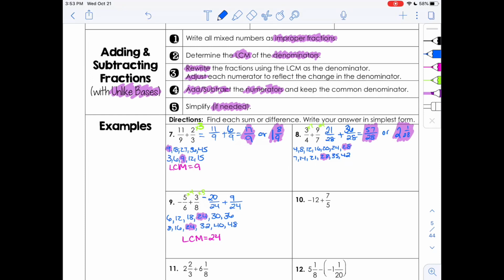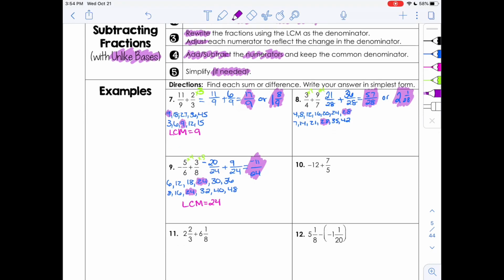Now that I have common denominators, I can simply add my numerators. Remembering we're adding with a negative, so negative 20 plus 9 is negative 11, and your denominator of 24 stays the same. This cannot be written as a mixed number, and it cannot be simplified. Make sure that you're paying attention to that negative sign and remembering your rules or your methods for adding with negative numbers.